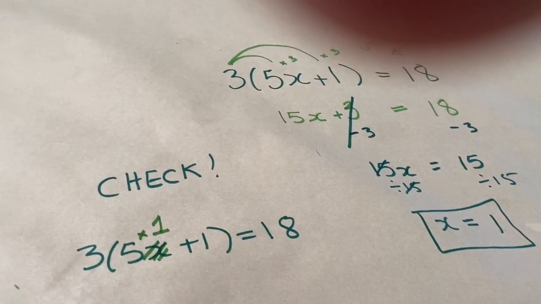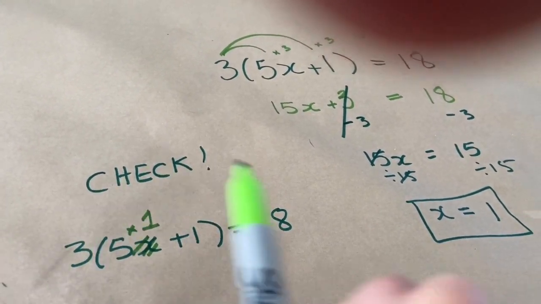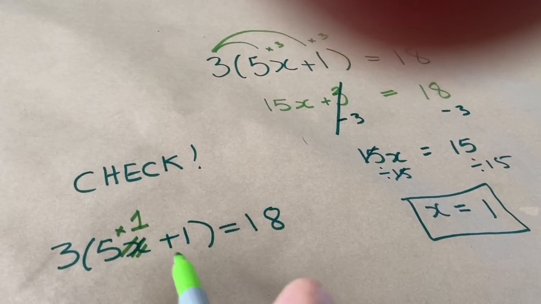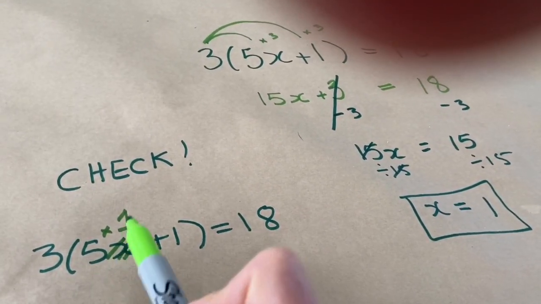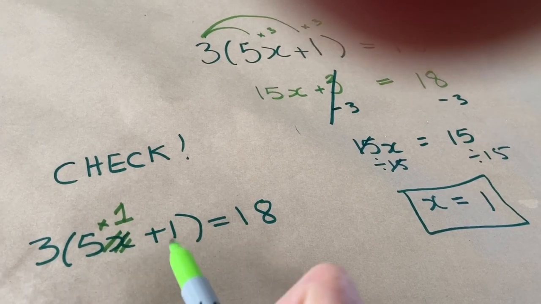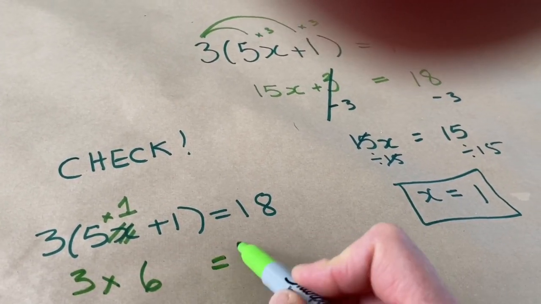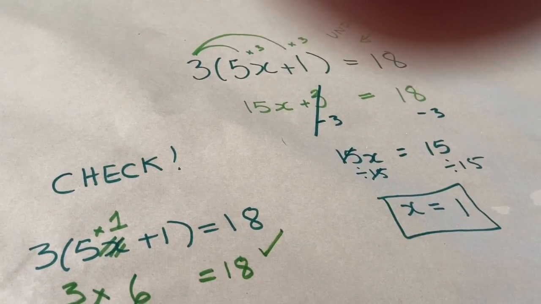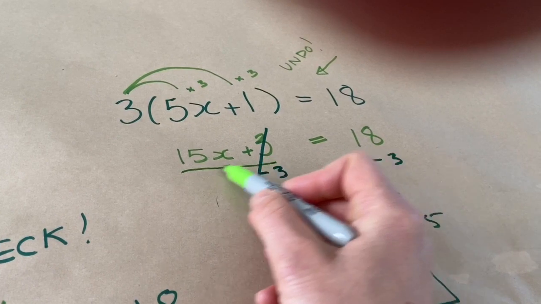So when I'm solving, I need to actually do BEDMAS, which means I need to add the stuff in the brackets and then multiply by 3. So 5 times 1 is 5. 5 plus 1 is 6. 6 times 3 is equal to 18, so it's right.